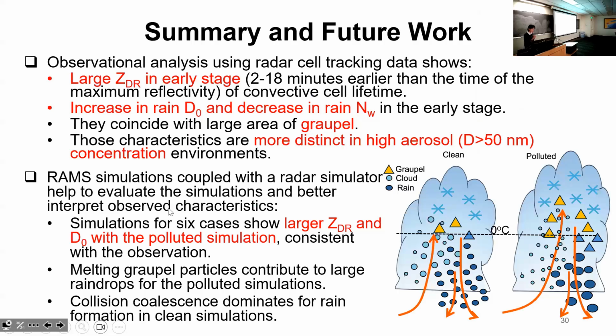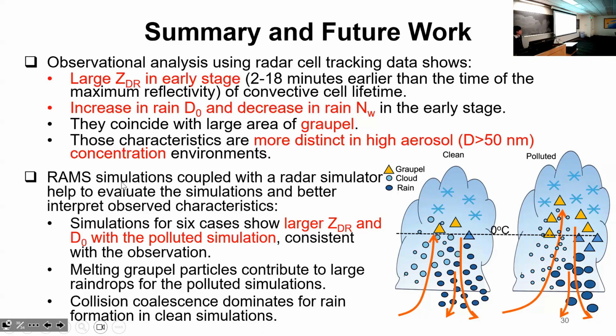Okay, let's summarize this study. I did observational analysis using radar cell tracking data in Houston for deep convective cells. Deep convective cells have a large GDR in the early stage, which corresponds to an increase in rain D0 and a decrease in rain Nw. These are correlated with the evolution of graupel. This difference is particularly clearly found in high aerosol environments.